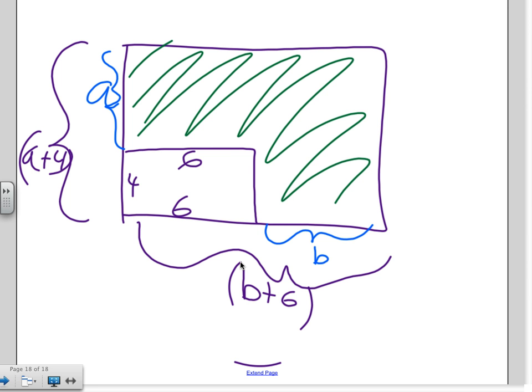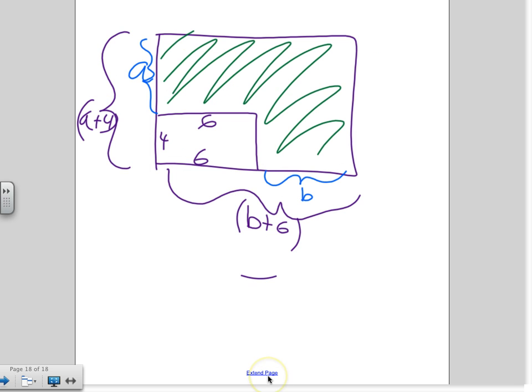What do you do with the length and width? Multiply. Okay, so multiply them. If you multiply that, you end up with this. A plus 4 times B plus 6, right? What did you just find here when you take A plus 4 times B plus 6? What did you find here?